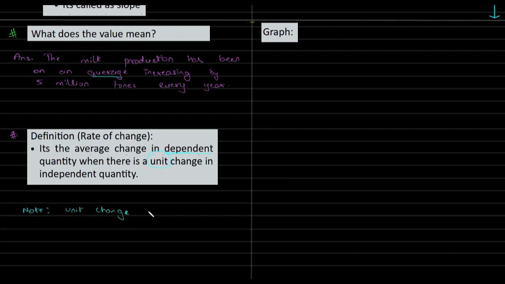Unit change means increasing or increase by 1 unit. So whenever they say unit change, it means things have changed by 1 unit. That's what unit change means. A single unit change. So again, keep all of this in mind, you will understand in time.